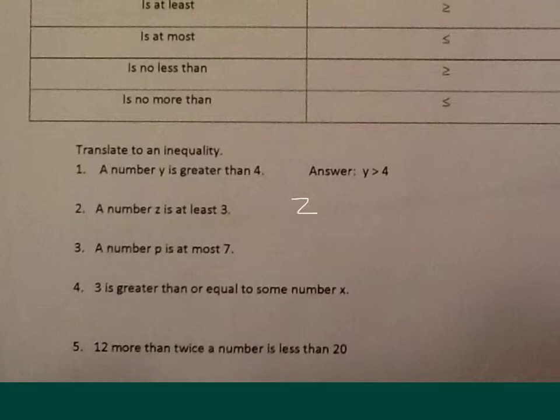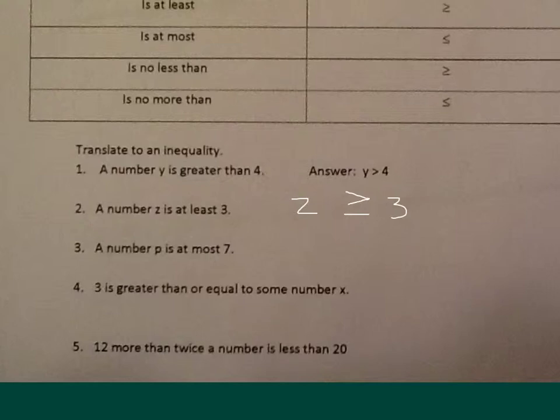So we're going to have z first, and is at least means it could be 3, right? So we're going to have an equal sign at the bottom. And what are at least 3? It could be 3, it could be 4. So z is going to be greater than or equal to 3, because it could be 3, it could be 4, and so on.